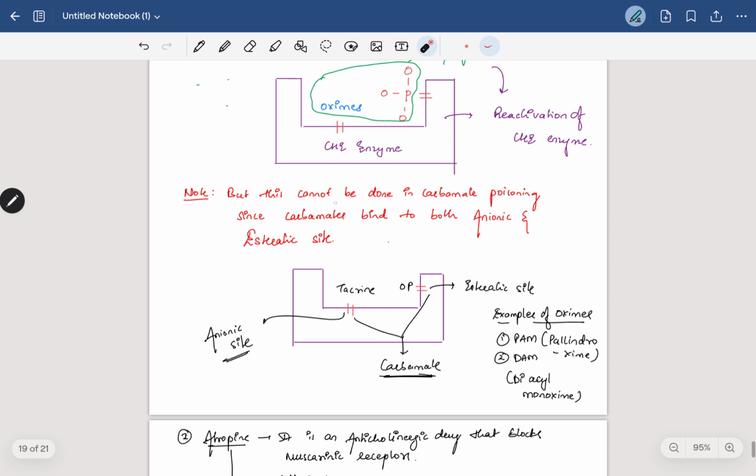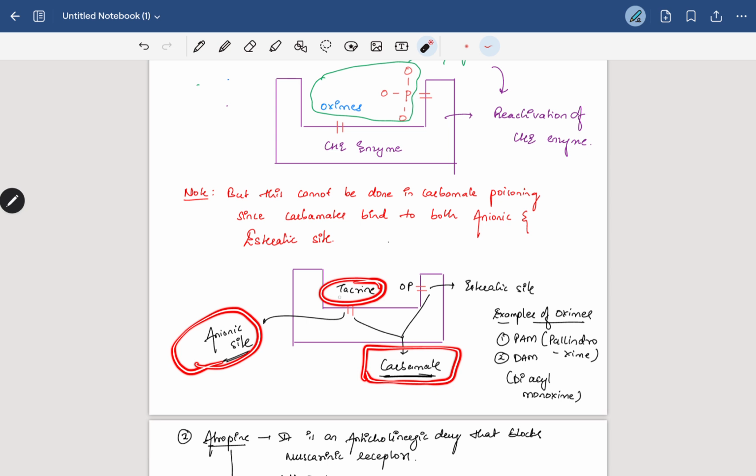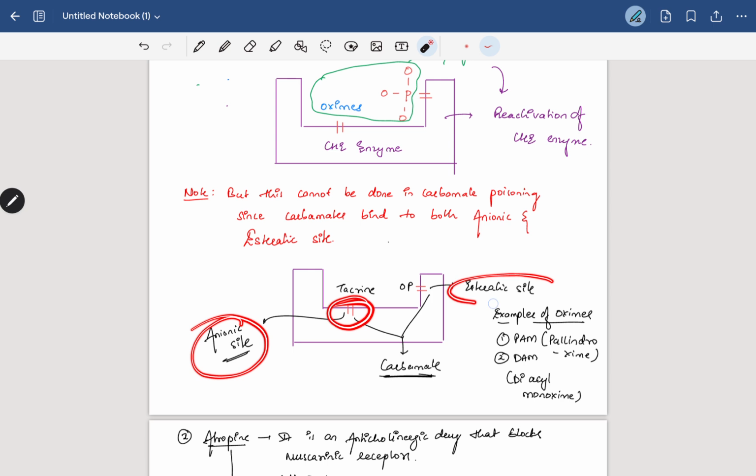But this cannot be done in carbamate poisoning. Why? Can you tell me why? Because carbamates bind to both of them. Carbamates bind to the anionic site as well as the esteric site. So there is no place for oximes to come and bind over here. Therefore, oximes are not helpful in carbamate poisoning. This is a picture I have drawn again so that you recall that organophosphates bind to the esteric site, edrophonium binds to the anionic site, and carbamates bind to both the anionic site as well as the esteric site.